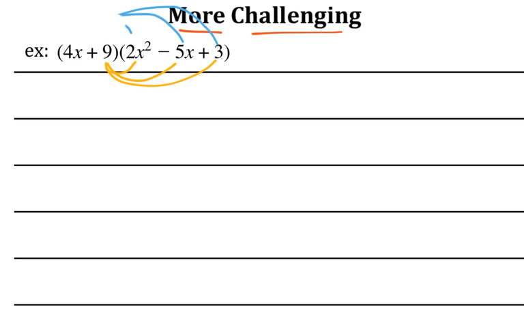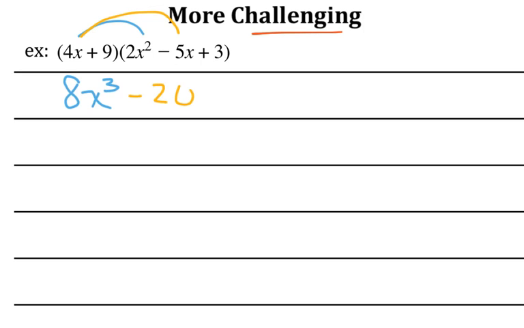So when I did these, I did them gradually at first. I was like, okay, 4x times 2x squared becomes 8x cubed. 4x times minus 5x becomes minus 20x squared.